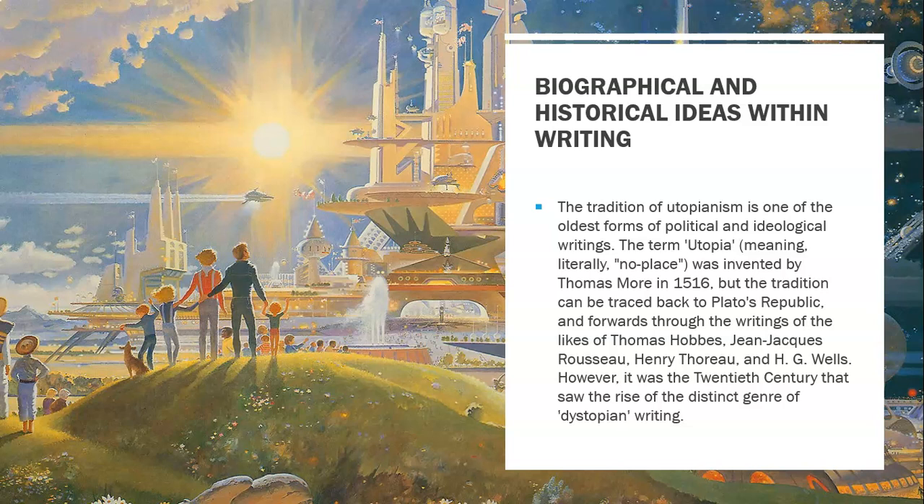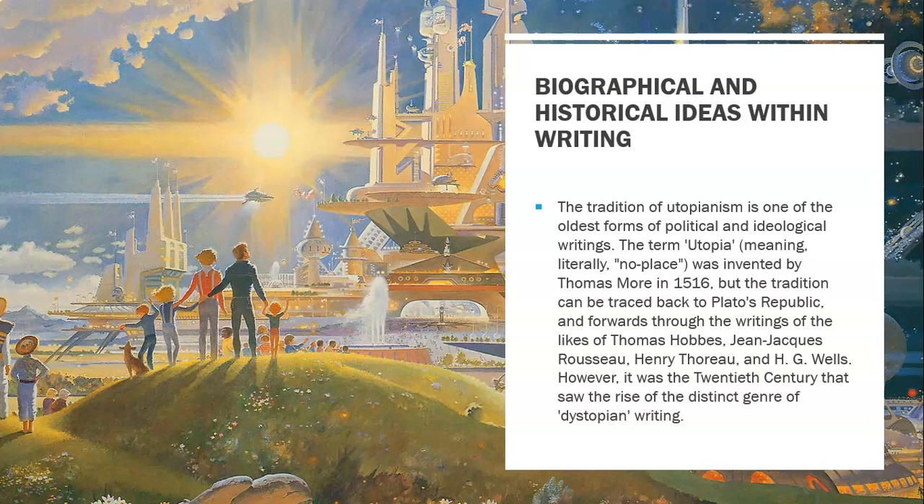The tradition of utopianism is one of the oldest forms of political and ideological writings. Since Thomas More wrote it in 1516, it actually goes back and is even traced into Plato's Republic, where he's really talking about what the best society could do.